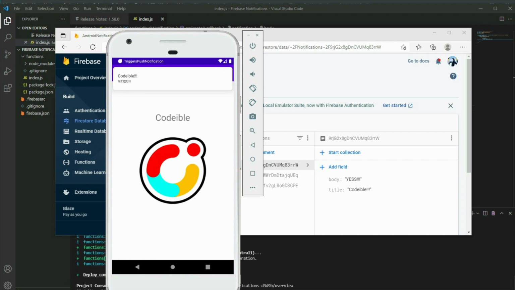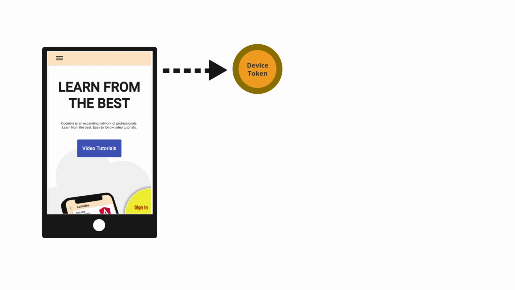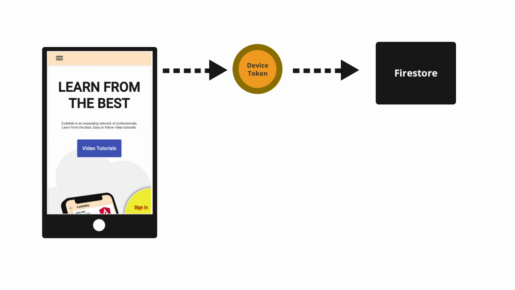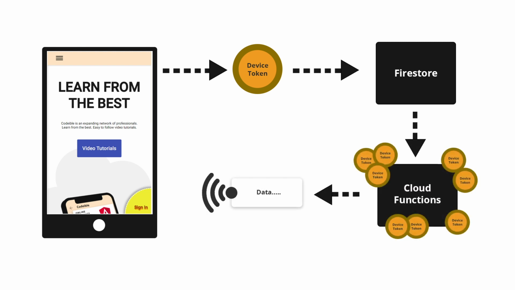Now let's see how we can send notifications to users using registration tokens. When you implement the Firebase Cloud Messaging SDK to your app, it will automatically generate a unique token for the device when the app is launched for the first time. The idea is to store the tokens in an online storage such as Firestore and retrieve them in Cloud Functions.